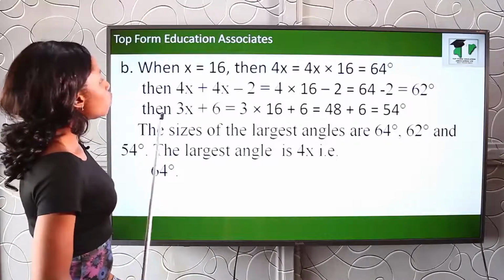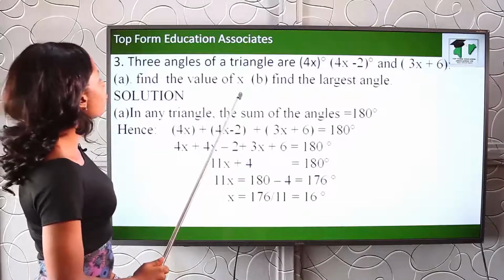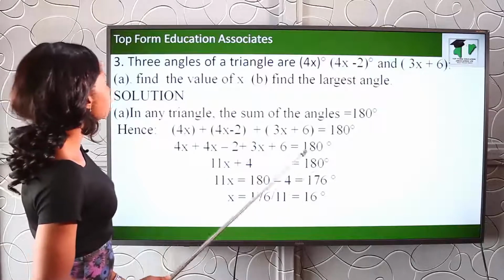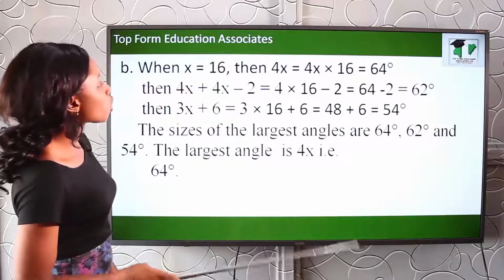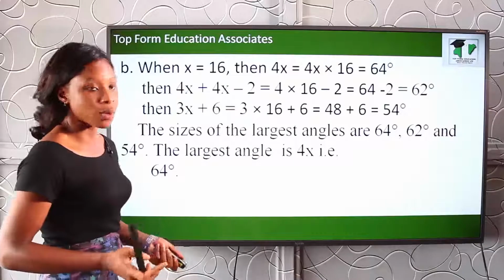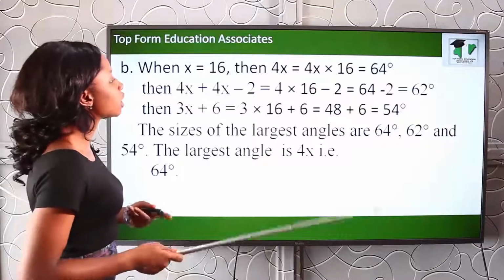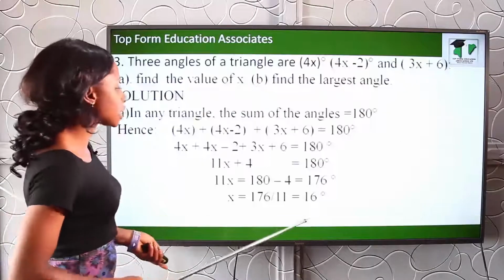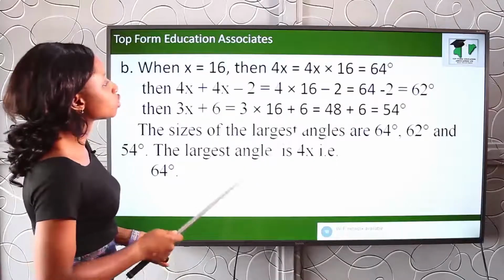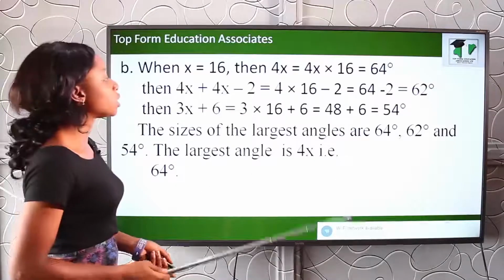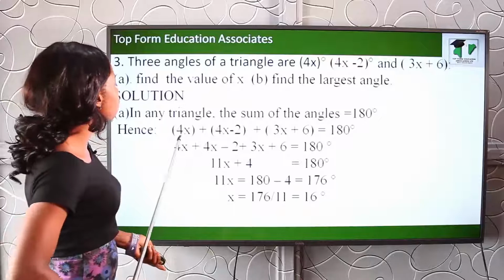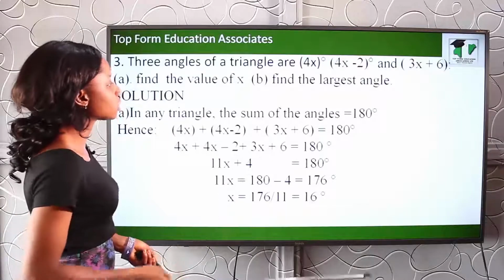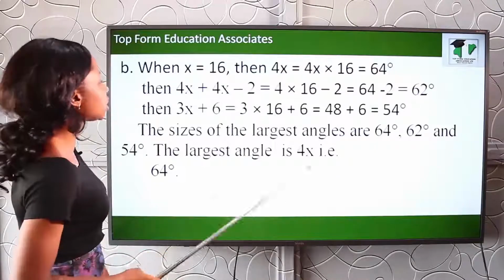Now, for B, let's look at the question very well. We're asked to find the largest angle. We've gotten x, so the simple thing to do is to substitute the value of x. We've gotten x as 16 degrees, so we substitute x here, here, and here to get the different angles and find the largest.